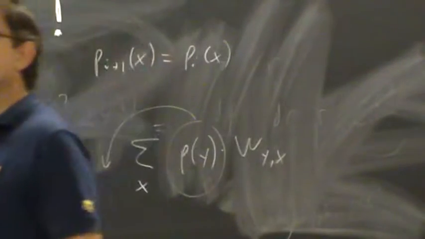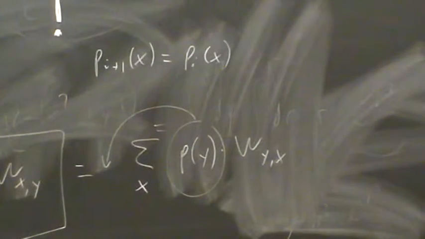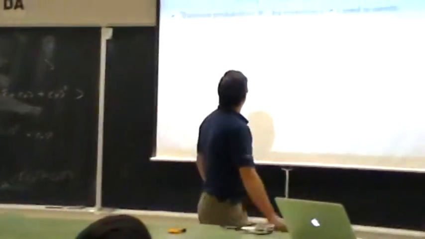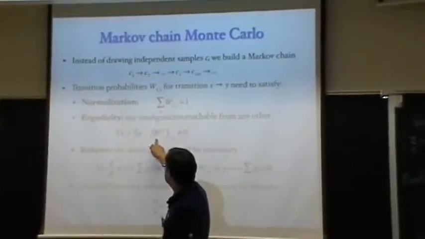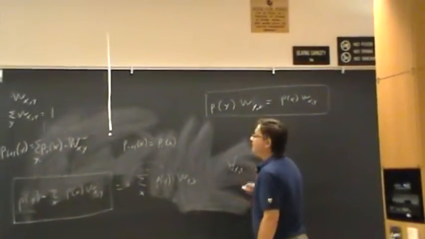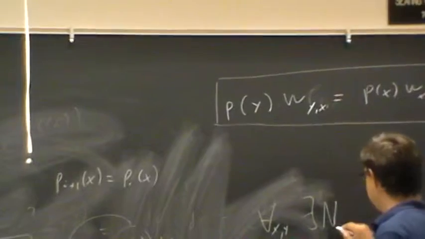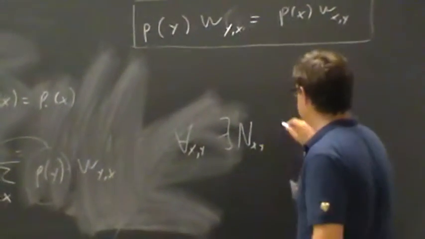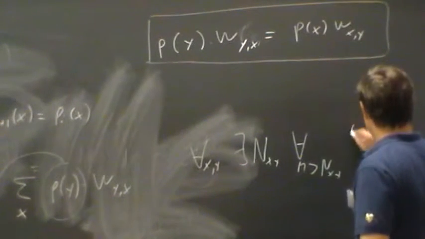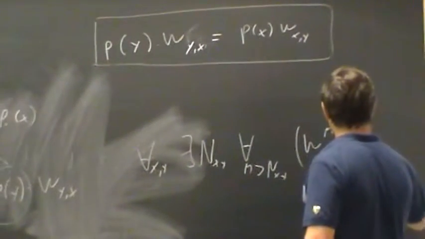Don't you also have to ensure the system's not periodic? Isn't that an additional criterion? That's an additional criterion that I wanted to mention at the end, yes. You have to be careful that it's not periodic. What's enough for ergodicity is that you write it in a stricter way: for all x and y, there exists some n_xy, so that for all n larger than n_xy, this probability W to the power n is non-zero. That's enough.